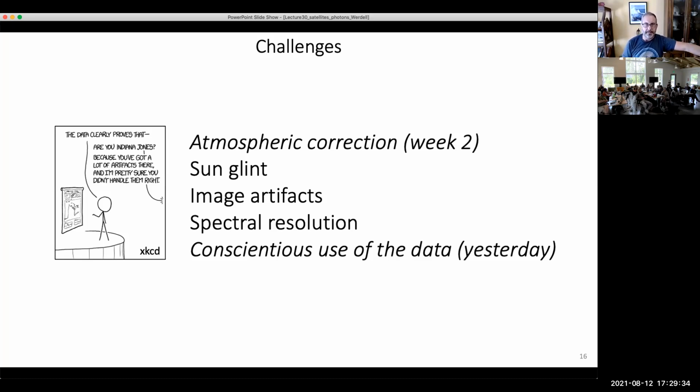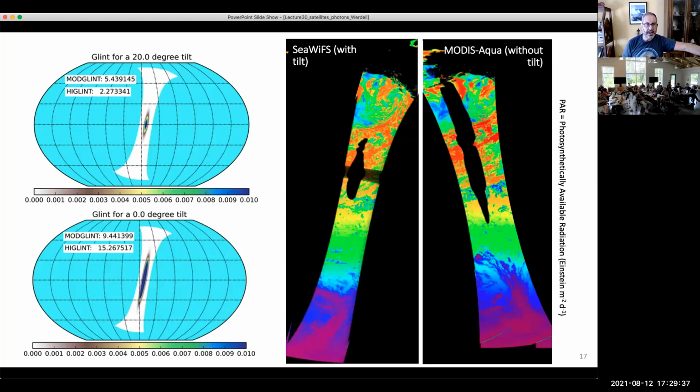All right, sun glint. So what you're looking at up here, you've seen before on the left-hand side, where this is a model simulation of a polar orbiter that does tilt on the top panel, 20 degrees fore and aft, and does not tilt in the bottom panel. We saw this in Kurt's lecture a week and a half ago. Anything that has color in here is data that is not usable. So you can see that when you do tilt, you shrink the geographic range of unusable data.